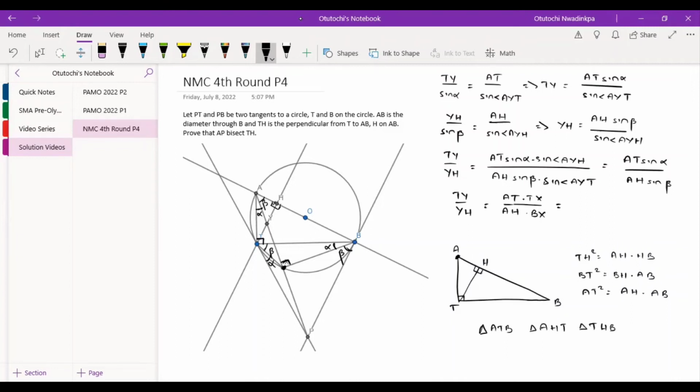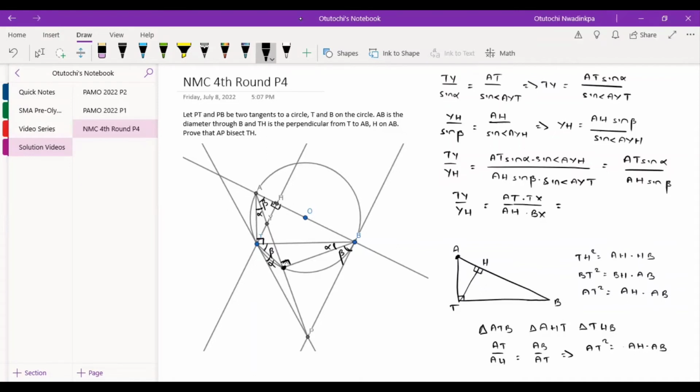So now when you use similarity ratios for these triangles, for example, if we pick ATB and AHT, we can easily get AT over AH is equal to AB over AT, and this will imply the third part of Euler's theorem, which tells us that AT squared is equal to AH times AB. Right, so we can show all of them with similarity.